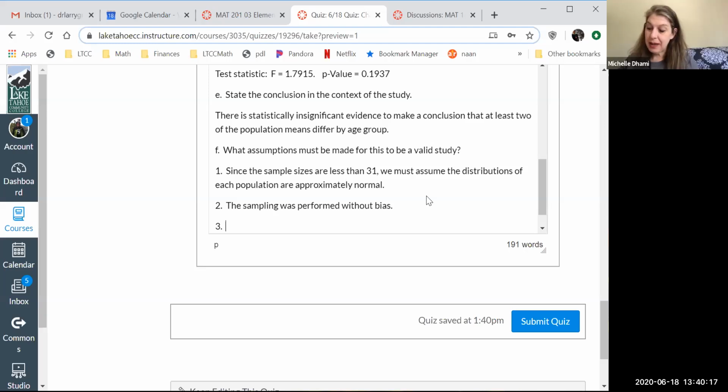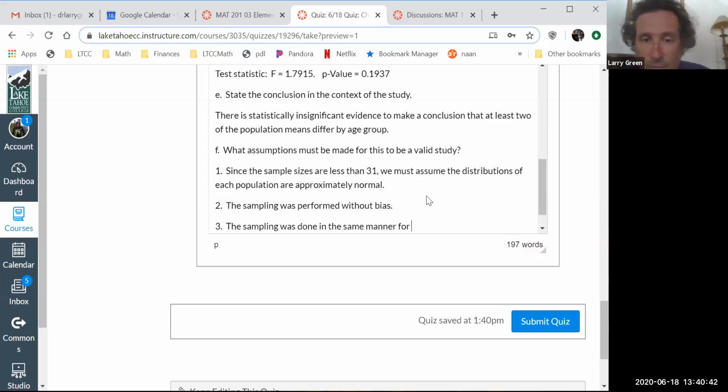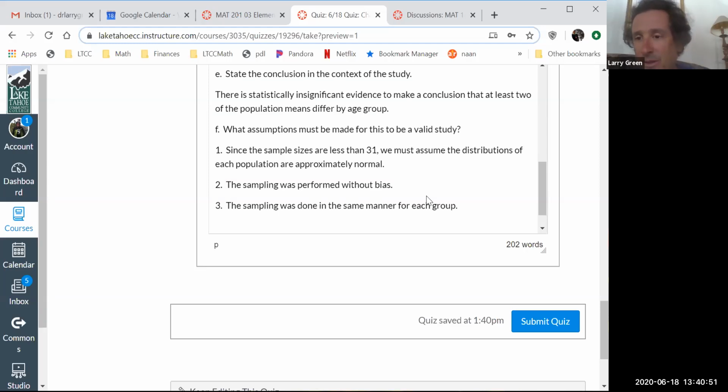The 4th one is the sampling and questioning was done in the same manner for each group. Right, and that again we know nothing about, which means we have to assume it. If they didn't tell us in the question, then we're going to have to just assume it. So the sampling was done in the same manner for each group. That's typically the easiest of all of them. Just means you have to have a meeting with the people doing the sampling, let them know how to do it. But that's actually pretty easy.